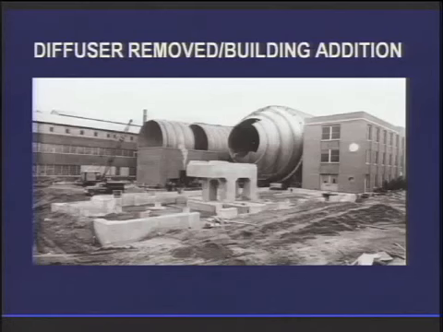Remember I told you the existing diffuser had to be removed. Here the picture shows the diffuser's gone. This is the foundation of the building. This pedestal here forms the base for what's called the Clark compressor. Back then it was a 5-stage compressor that was the heart of the Freon system.